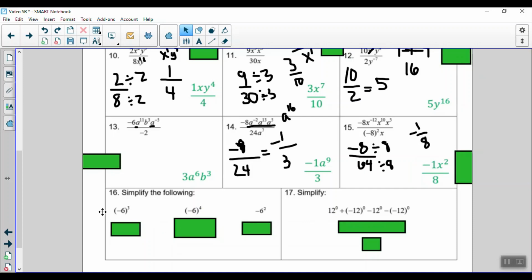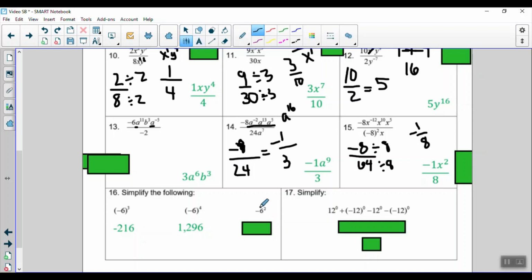Okay, we're almost done. We have -6 to the third power. That's just -6 times -6 times -6. It's -216. -6 to the fourth power, we multiply one more -6, we get 1,296. Okay, when we have a negative number, if it's an odd exponent, it's going to be negative. If it's an even, it's going to be positive, right? It flips back and forth from positive to negative. This one, even though it's an even exponent, look, there's no parentheses here. So -6, we just leave that the way it is. So we have the negative out front, and 6 squared is 36.